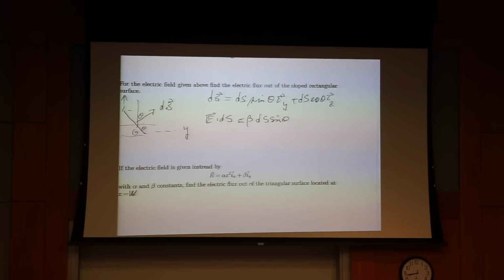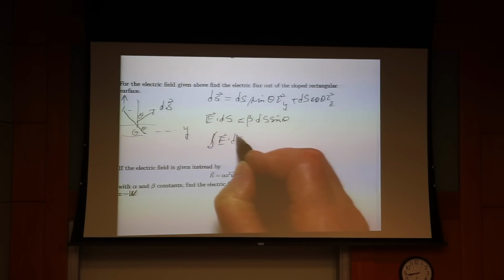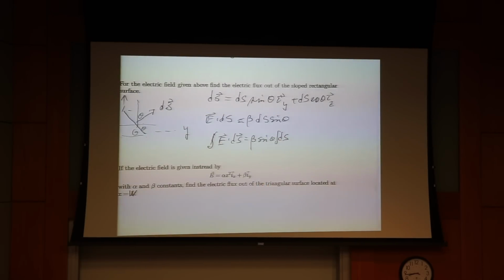Beta and sine theta are constants, so the integral of E dot ds will be beta sine theta times the integral of ds. What is the sum of all the ds's? The area of that rectangular plate, which is the base, w, times the length, which happens to be the square root of h squared plus l squared.